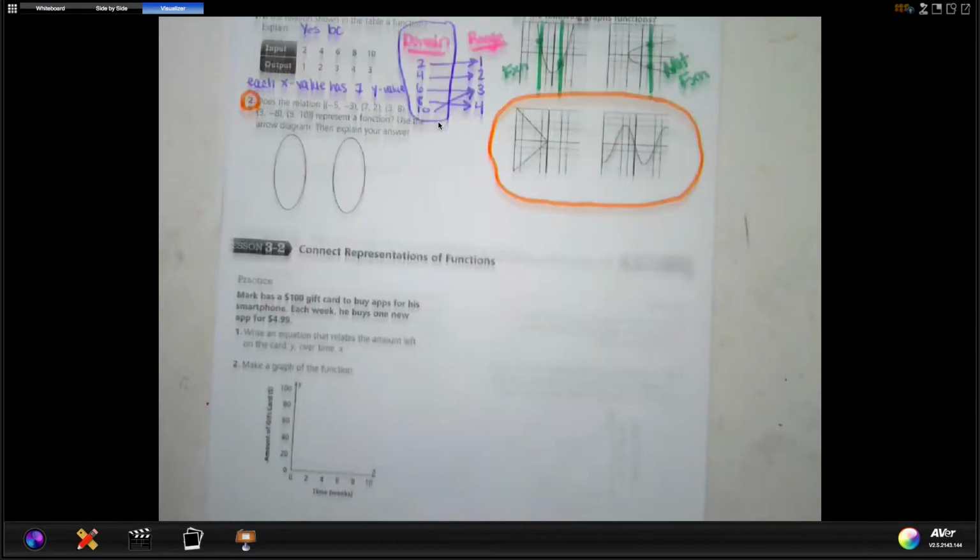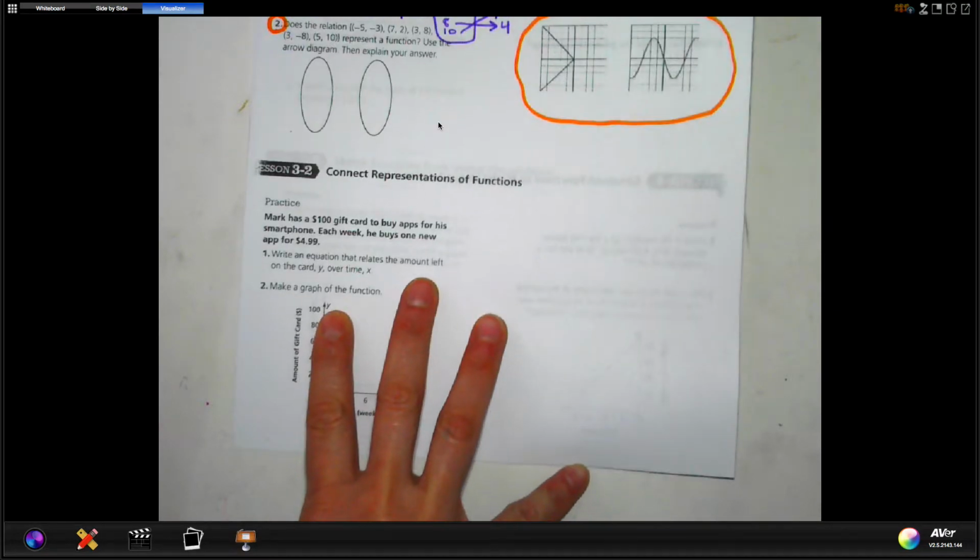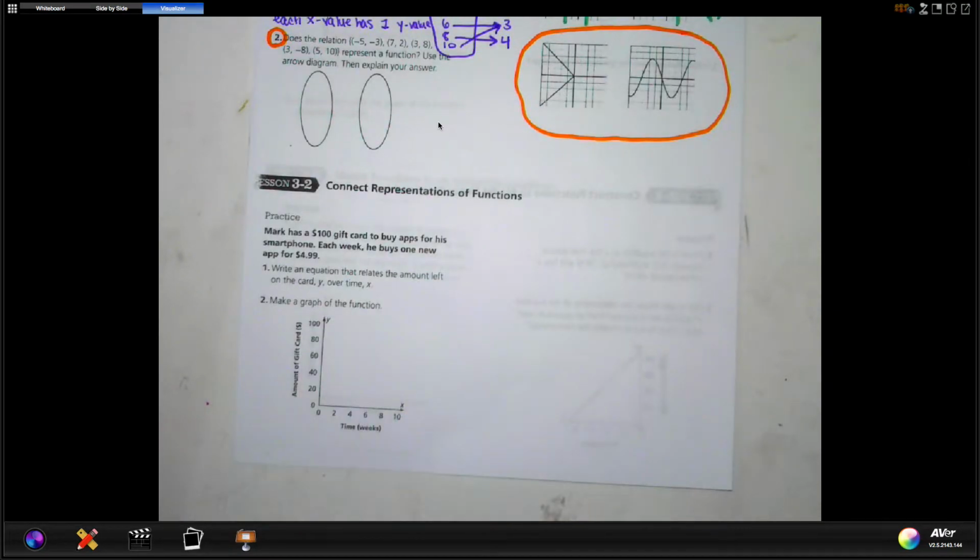So down here, I only included 2 because sometimes you don't need extra. You just need to know how to do it and have an example, okay? So the next thing we did was something like this. Mark has a $100 gift card to buy apps for his smartphone. Each week he buys one new app for $4.99. Write an equation that relates the amount left on the card, y, over time x.